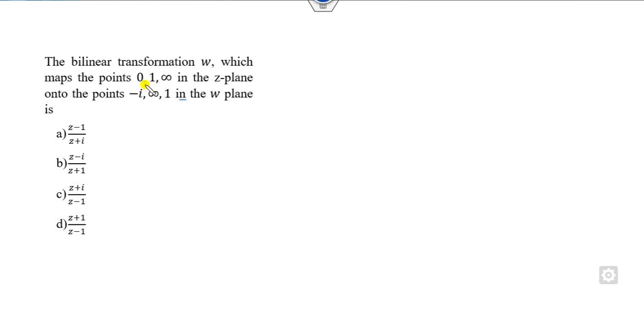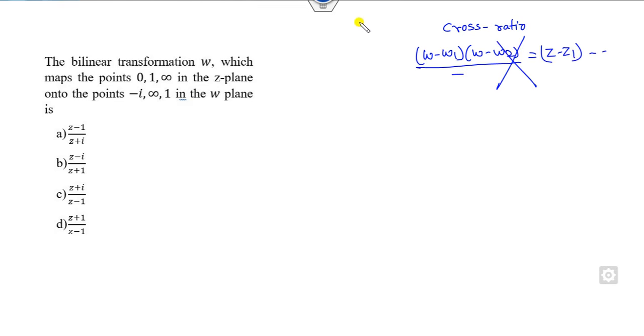Okay, a bilinear transformation is given here. Now they are not talking about the upper half, lower half. One way, if you remember, is to use the cross ratio: W minus W1, W minus W2, and so on. Similarly, Z minus Z1, and so on. There is no need to solve in this manner. I will tell you the simple shortcut tricks for solving such problems.